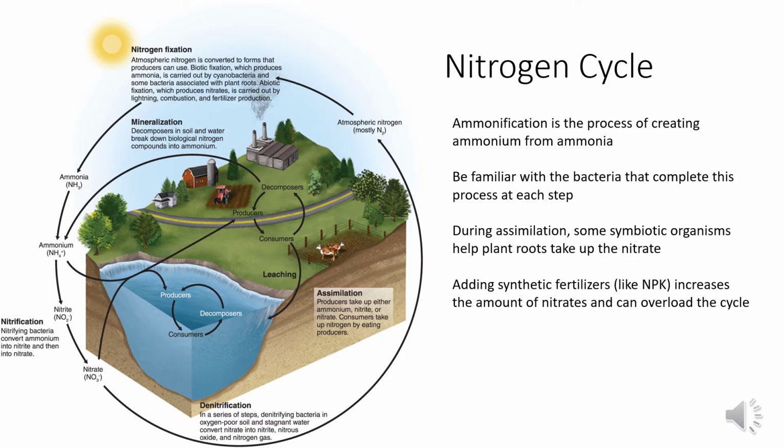It's important to note that humans impact the nitrogen cycle at the nitrate process. By adding synthetic fertilizers, such as NPK, this increases the amount of nitrates and can overload the cycle. Too many nitrates can lead to the process of cultural eutrophication, when nitrogen runs off into bodies of water. This causes bacteria to overgrow, and it causes algae to overgrow. That is the process of eutrophication, but because humans are impacting the process in an accelerated way, we call it cultural eutrophication.